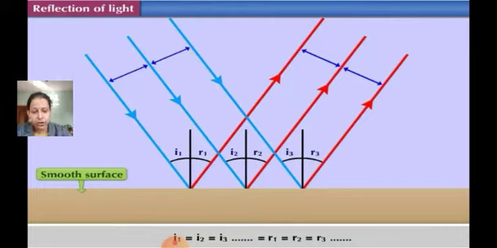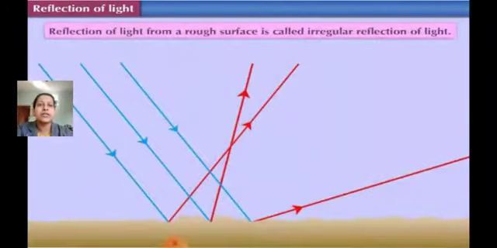Now let us talk about irregular reflection. Reflection of light from a rough surface is called irregular reflection. Why is it called irregular reflection? You can clearly see over here that the parallel rays of light which are incident on the surface do not remain parallel after reflection.